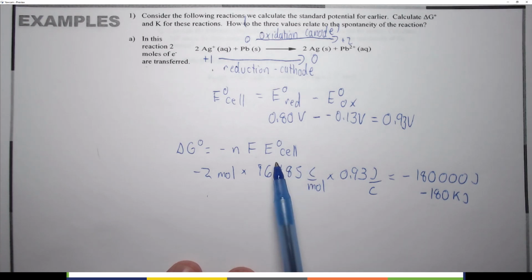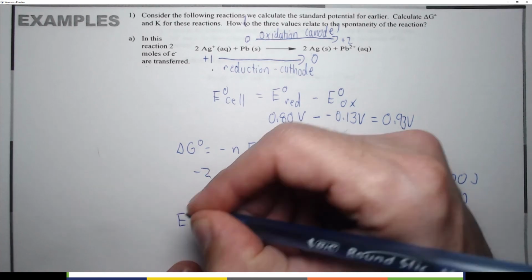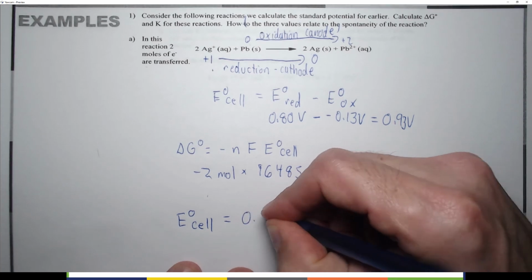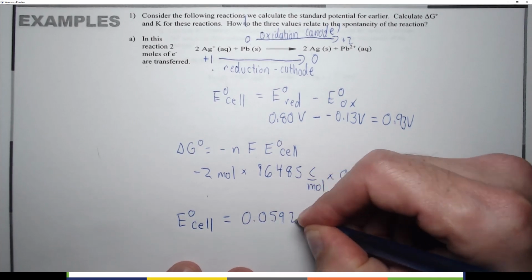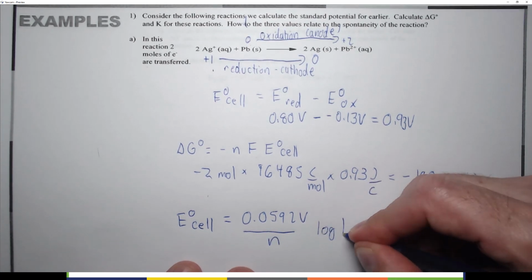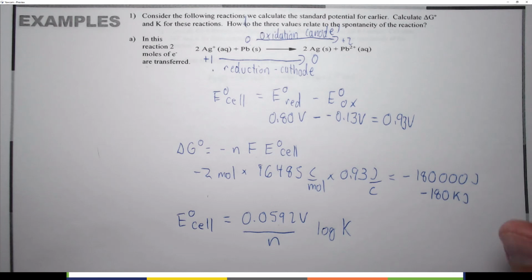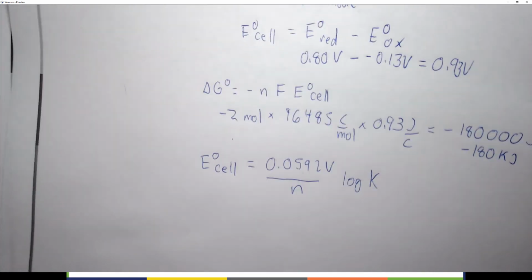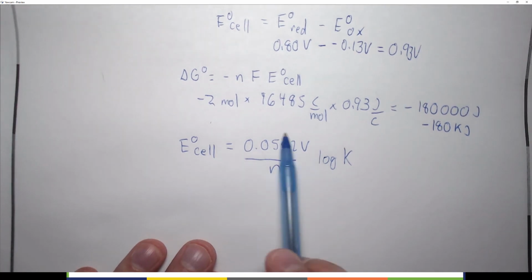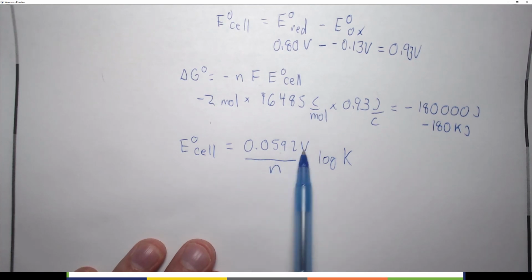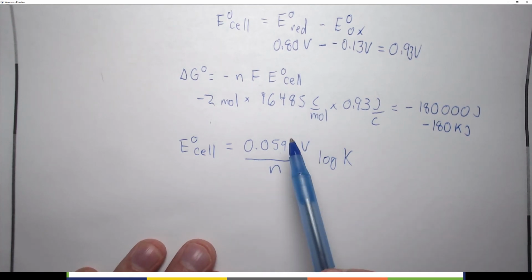We can also find K. And K is related to E cell in this way. E cell equals 0.0592 volts over N times the log of K. This is a slightly different equation than when it was presented on the previous slide. It's not actually a different equation, it's just a different form of the same equation. We basically simplified some constants.